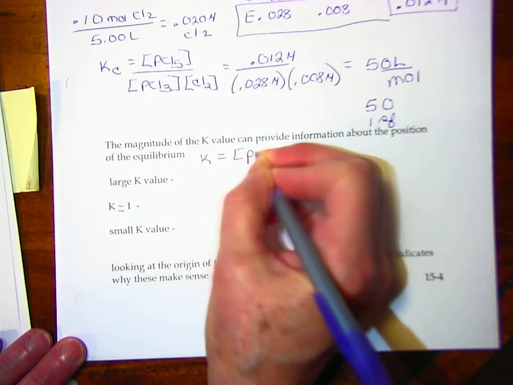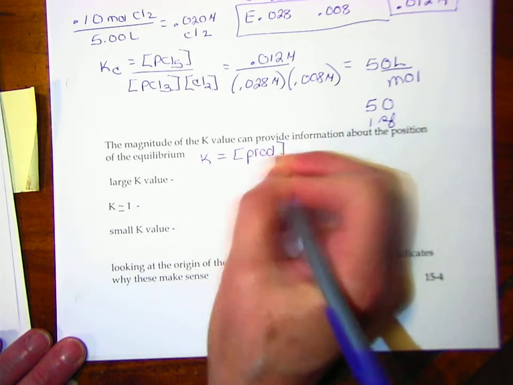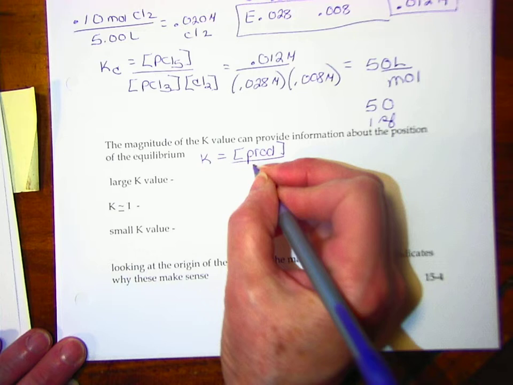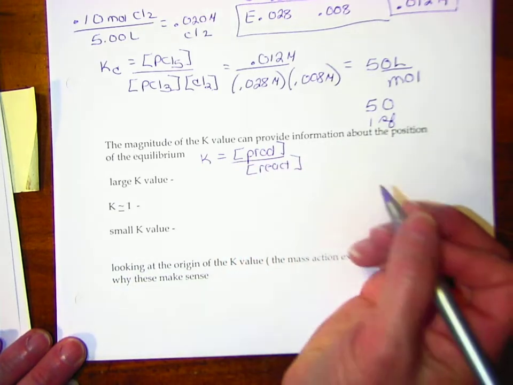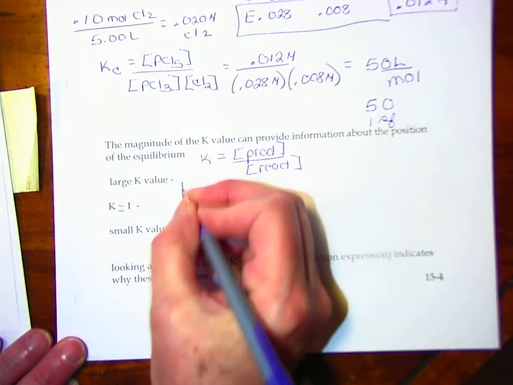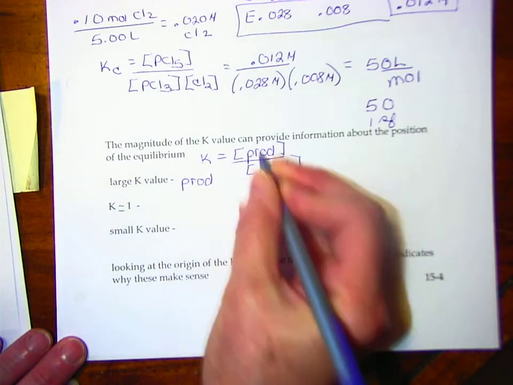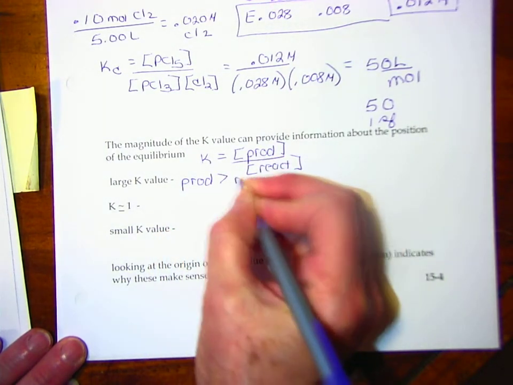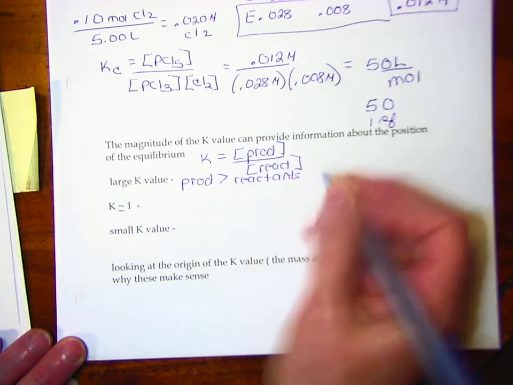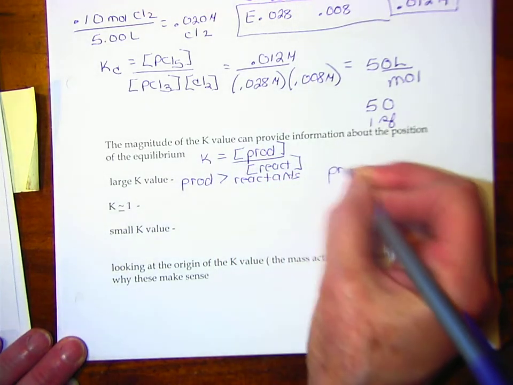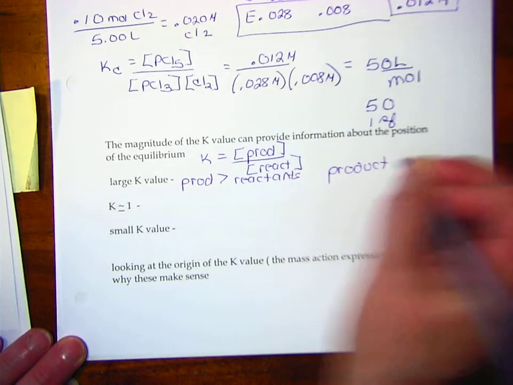When we have a large K value, it means that the concentrations of the products is greater than the concentrations of the reactants, because remember, K is the products concentrations all multiplied together divided by the reactants. So in a large K value, in order for this number to be big, products concentration has to be bigger than the reactants concentration. So we say that it's a product-favored equilibrium.